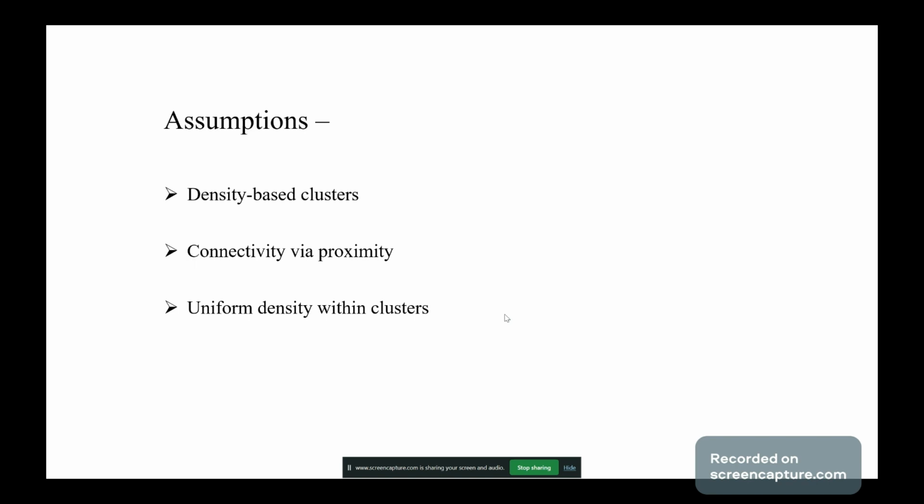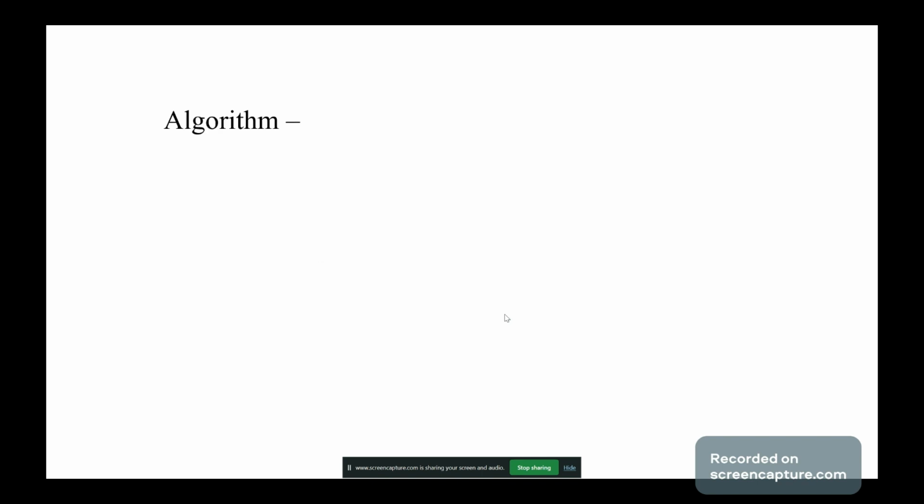Number 3, uniform density within clusters. DBSCAN assumes that the points within a cluster have similar densities, meaning that they are uniformly distributed within the cluster. And number 4, tolerance for noise. DBSCAN assumes that the dataset may contain noise, which refers to outliers or data points that do not belong to any specific cluster. Overall, DBSCAN's assumptions are integral to how it operates and underlie its effectiveness in handling a wide range of datasets. Now that we have discussed the inductive bias and the assumptions of our algorithm, let's discuss its workings in detail and basically the amazing algorithm behind it.